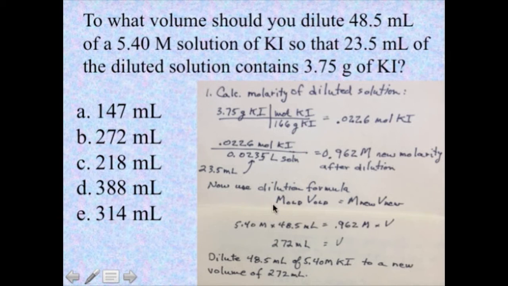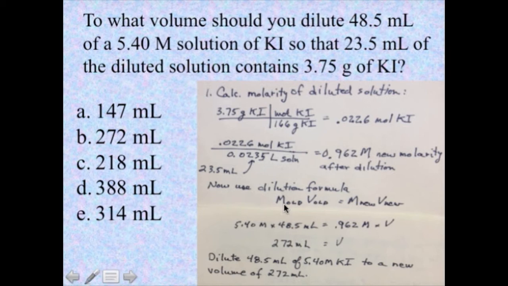Now the formula for diluting a more concentrated solution to a more dilute solution is the old molarity times the old volume equals the new molarity times the new volume. And the reason this works, if you think about it, is when you dilute, what are you doing? You're just adding water, you're adding solvent, but you're not changing the number of moles of solute, in this case potassium iodide. That's going to stay the same.